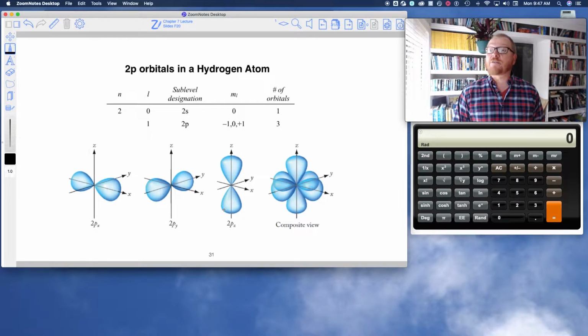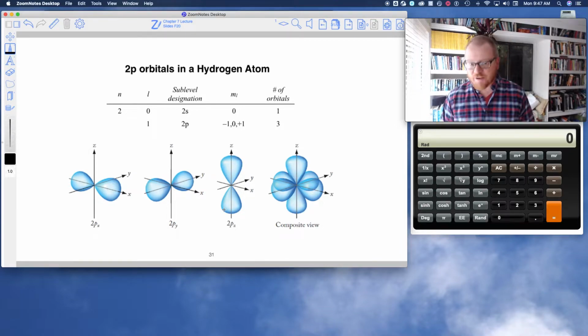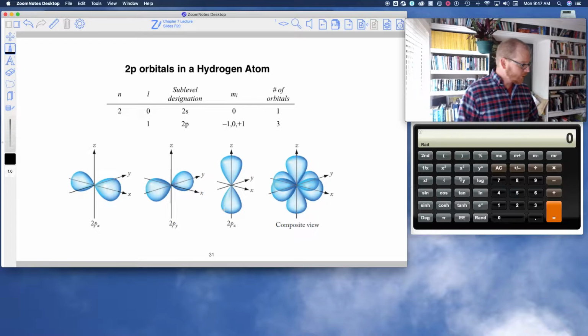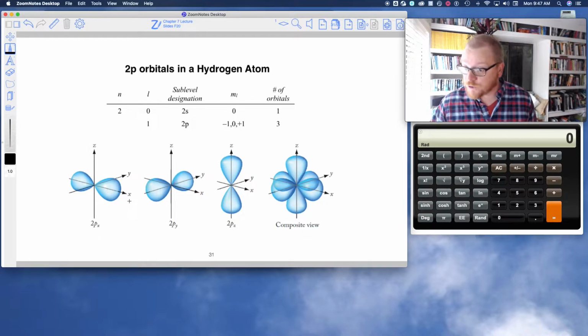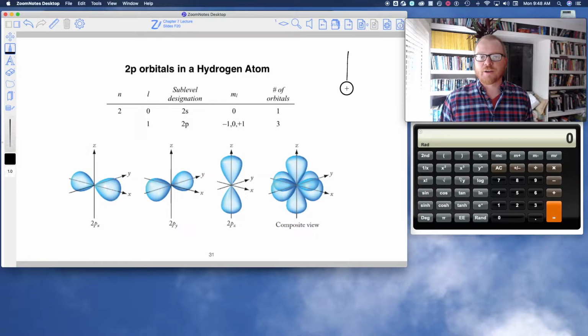We could also have 3px, 3py, 3pz. We could have 5px, 5py, 5pz. We could have all of those. We could definitely get into those, and we can definitely have nodes, radial nodes for these. But in addition to having radial nodes with the p orbital, there's also angular nodes. So I'm going to try to draw here the difference between those two.